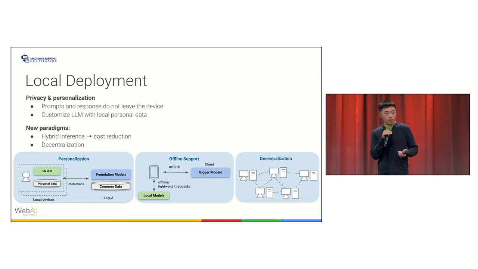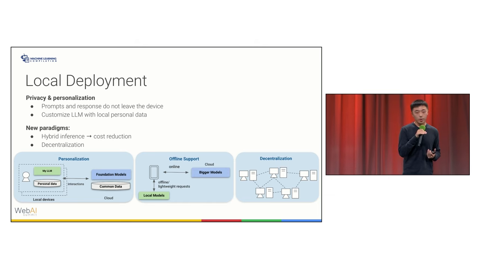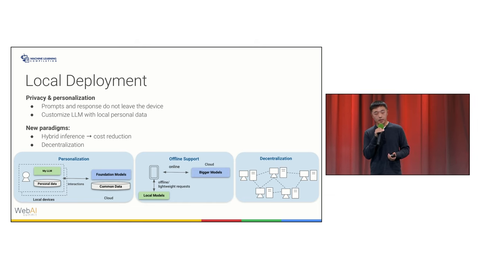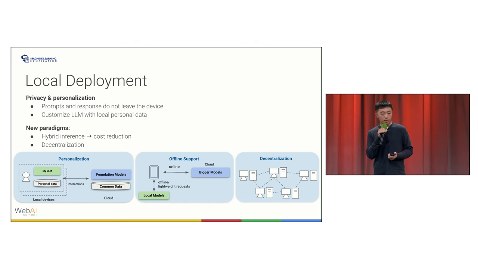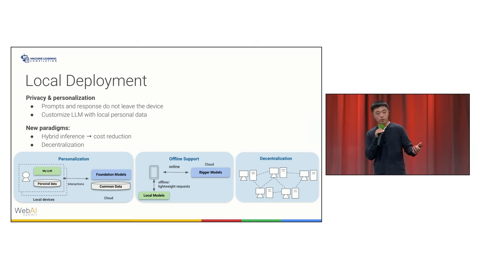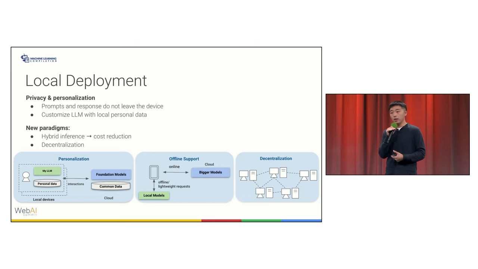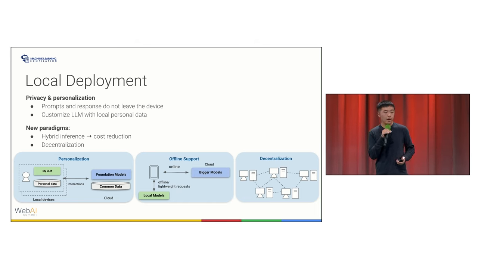Another potential benefit is new paradigms from the system perspective, where we can imagine a future where cloud-based inference and local deployment coexist. One simple scheme could be we route simpler requests to the local device and only fall back to the cloud version for the harder tasks. Another possible paradigm is decentralization for techniques such as federated learning, et cetera.